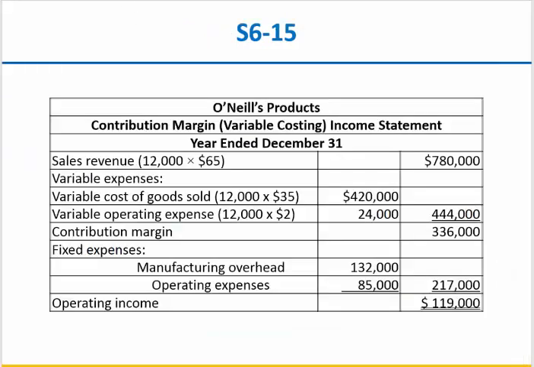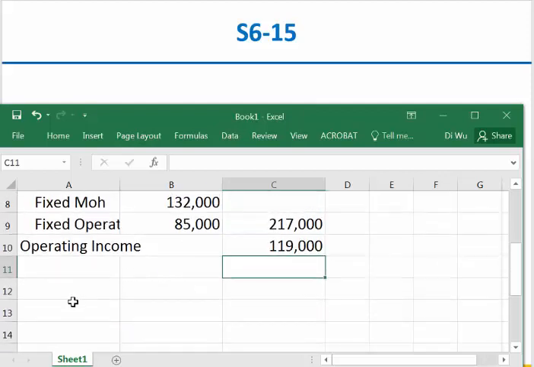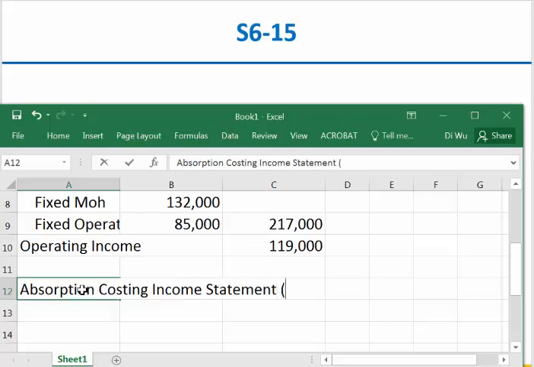Next, we can take a look at the conventional method. What is the conventional method? The conventional method is actually relatively simple here. I can definitely use the same kind of Excel work to show you. This is the absorption costing income statement. I want to put a note here to remind you this is US GAAP.